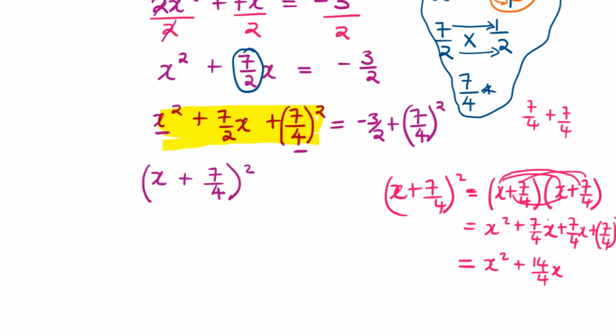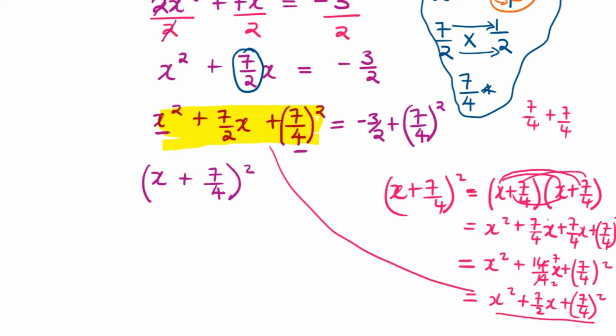The lowest common multiple is just 4, so we add 7 plus 7 to give us 14. Then here the common denominator is 4, so we are adding plus 7 over 4 squared. From there, 2 into 14 is 7, so we're going to have x squared plus 7 over 2 x plus 7 over 4 squared. When you look at this part and this part, they are the same.